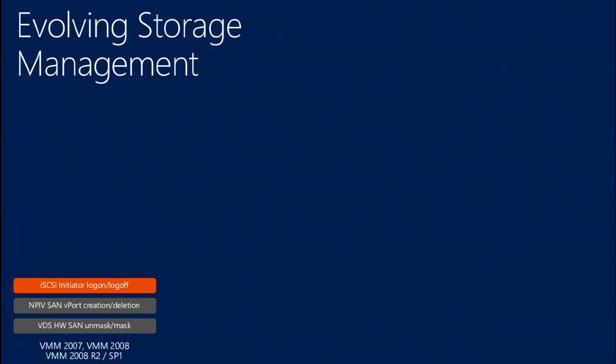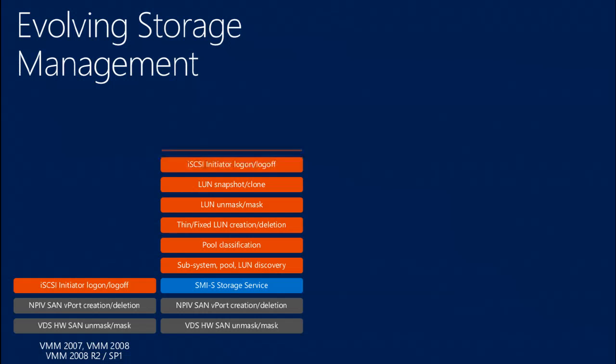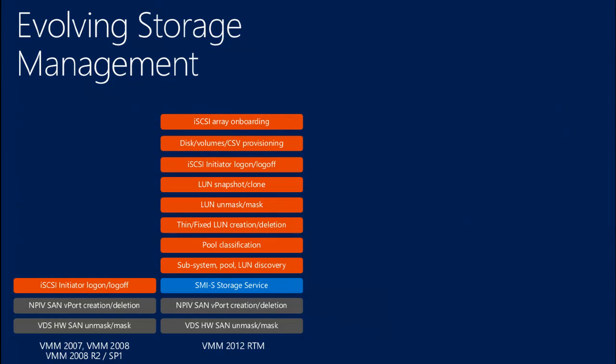So just to wrap up where we've been and where we are today. In the first 4 releases of VMM, we had very straightforward, very simplistic storage management. We essentially used VDS hardware providers for masking and unmasking, simple discovery. We integrated with NPIV WMI providers for vport creation, deletion, and we did some simple initiator log on, log off. In the 2012 release, we switched over to SMI-S. So this is RTM. We switched over to SMI-S, and that's when we started layering all of the fiber channel and iSCSI capabilities as far as what we can do in an environment.